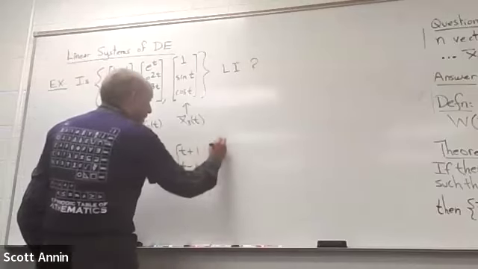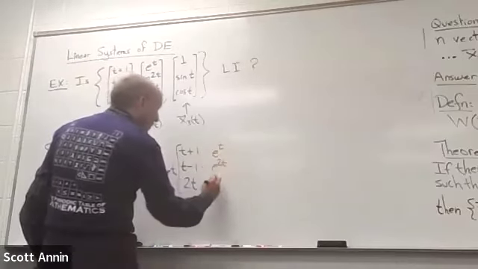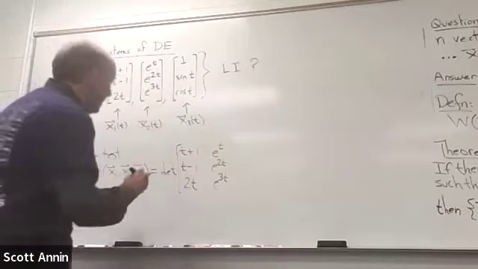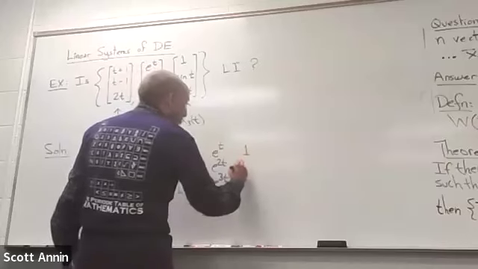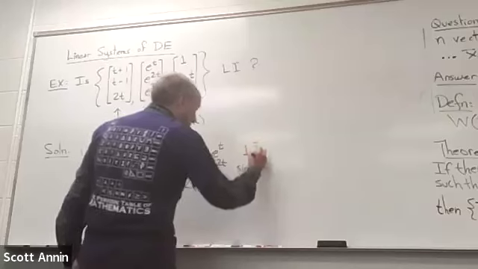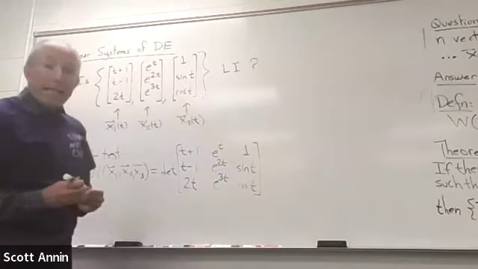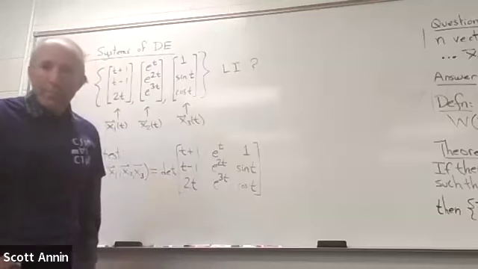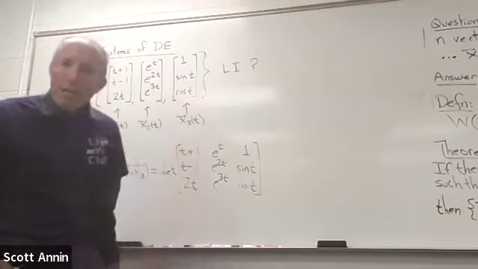The second column is e to the t, e to the 2t, e to the 3t. We just lay it into the second column of the Wronskian matrix. And then the third column is 1, sine of t, and cosine of t. Okay. Now, as I said, this is a matrix not of numbers, but of functions, and it is 3 by 3.